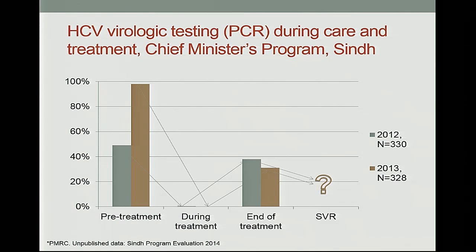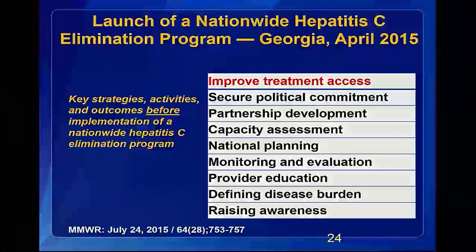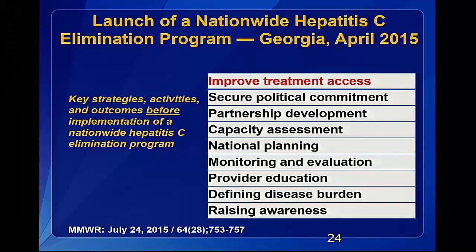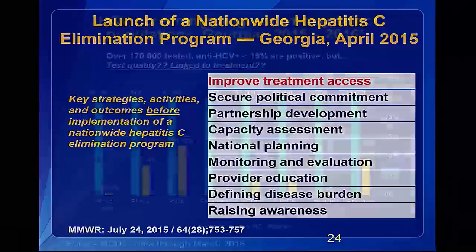These were PCR data from the sites that we looked at, from 2012 and 2013. You can see that in 2012, the first year, only about 50% actually had a PCR prior to treatment. During treatment, there were none. It dropped down dramatically to end of treatment, and no SVRs. And this is not even speaking to the quality of the tests. I showed you that there may be issues there, but just in terms of doing tests and availability, there are major gaps still.